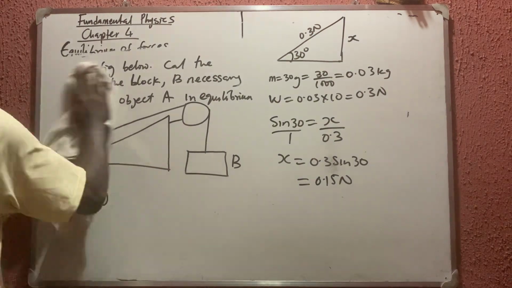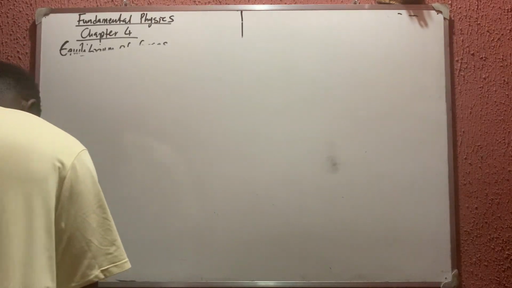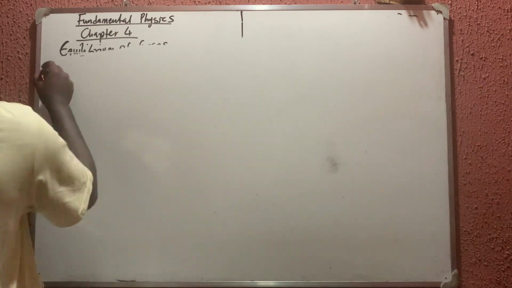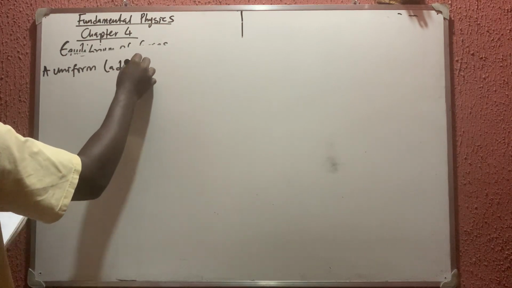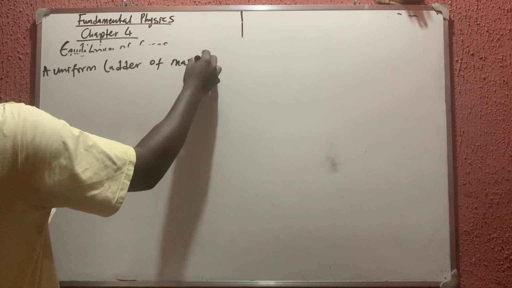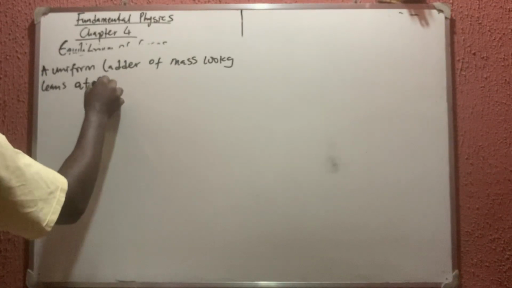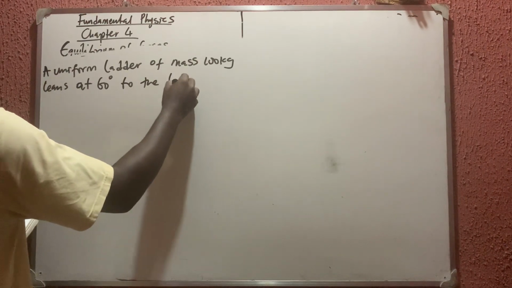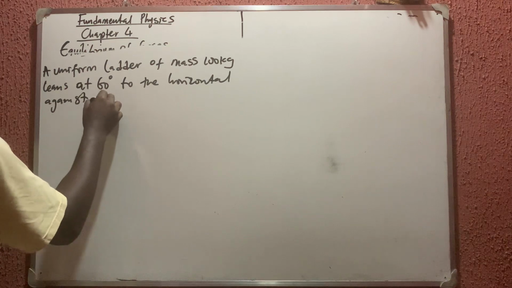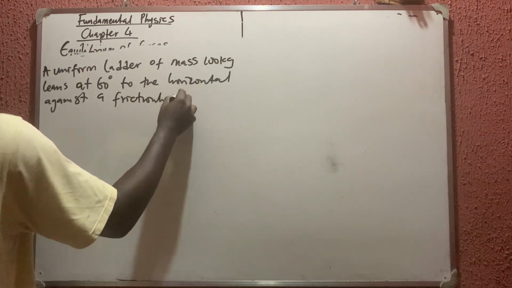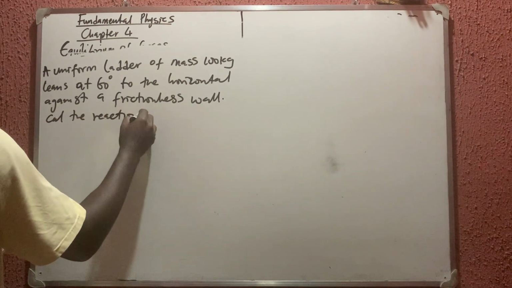Question number 8, which is the last question I'm going to solve here. So question number 8 said a uniform ladder of mass 100 kg leans at 60 degrees to the horizontal against a frictionless wall. They now say calculate the reaction on the wall.